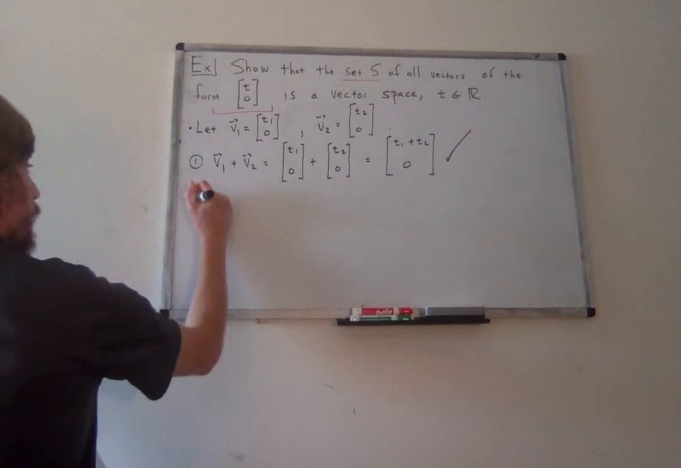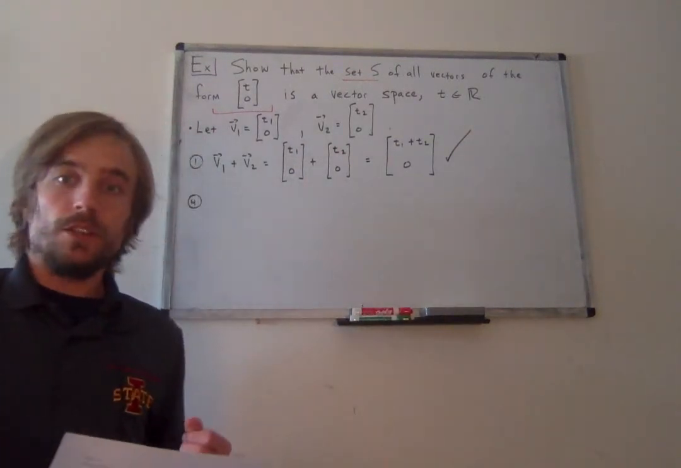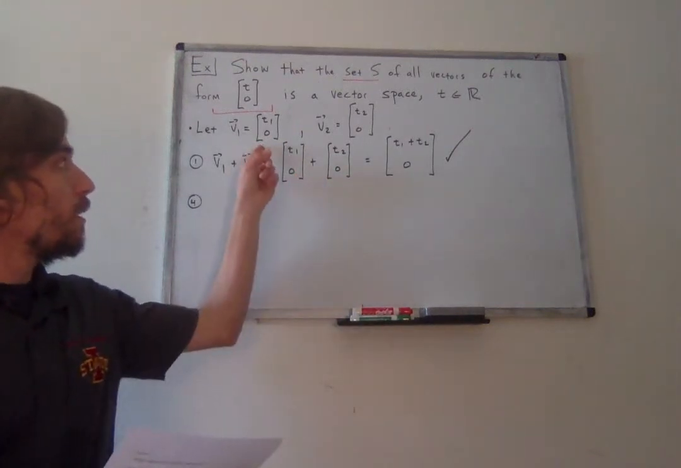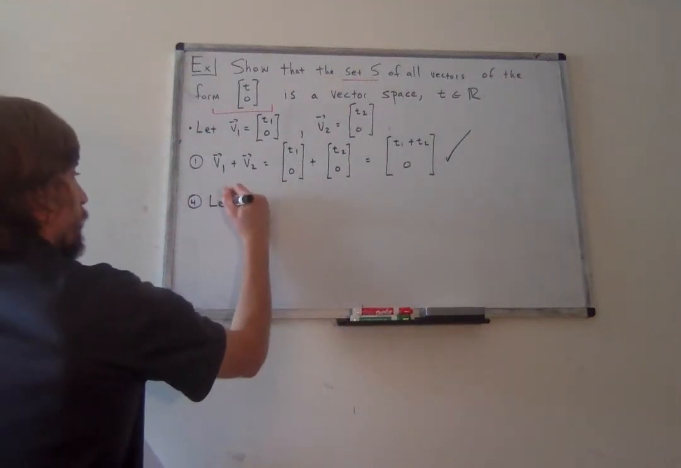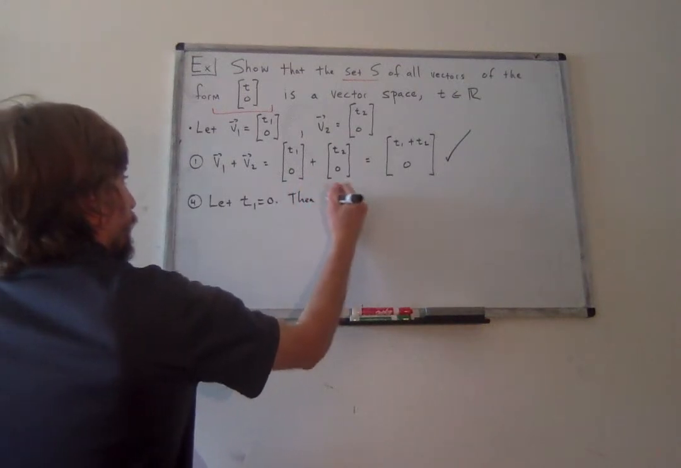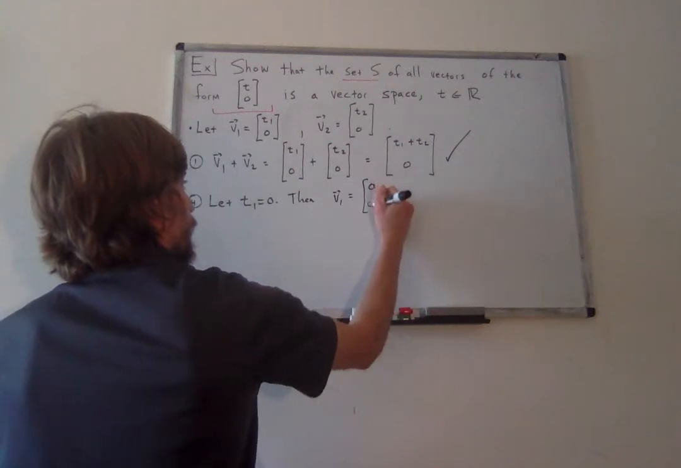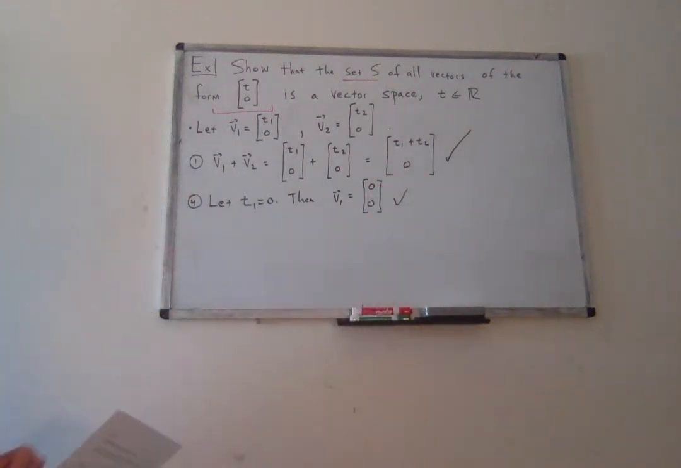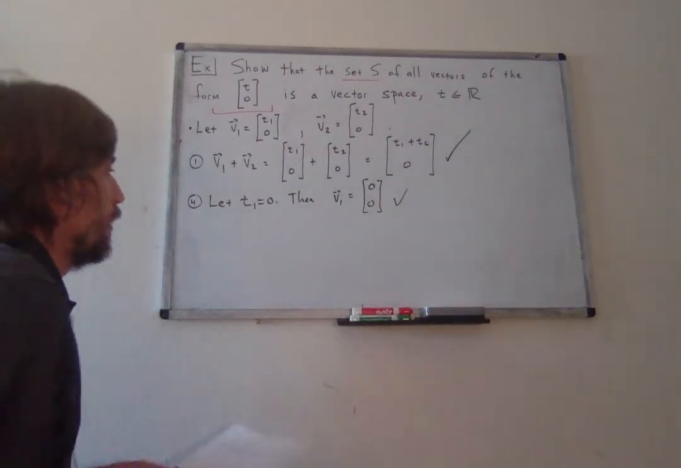Number 4. So number 4, we need to check that the 0 vector is contained in this space. Well, I'm just going to let t1 equal 0. Well, if I do that, then this vector v1, which I've defined, is just the 0 vector. And so sure enough, this vector is contained in this space.